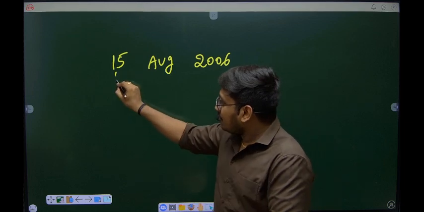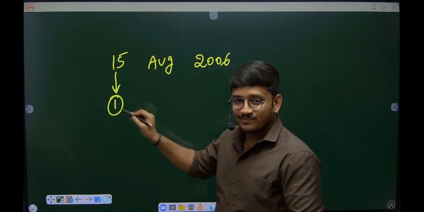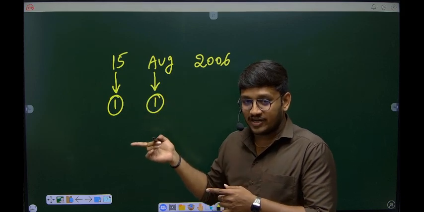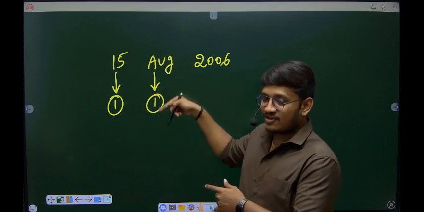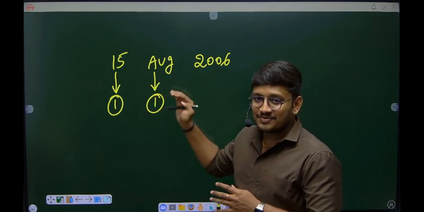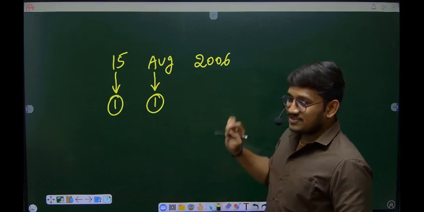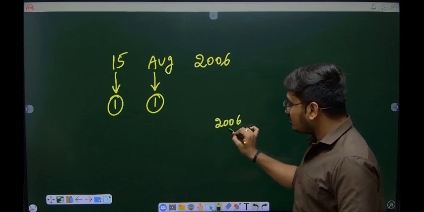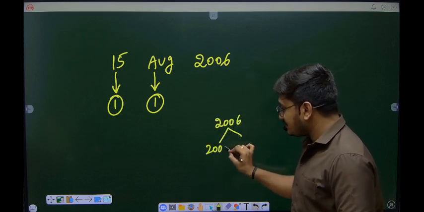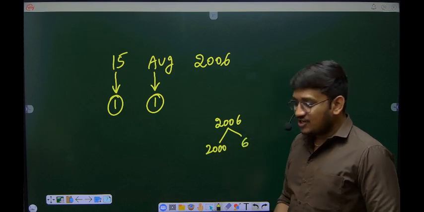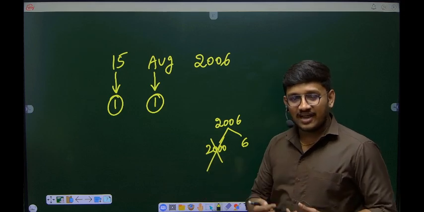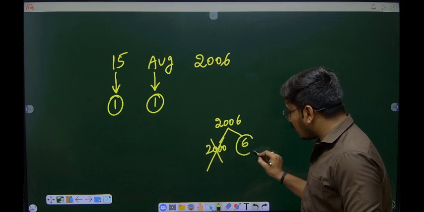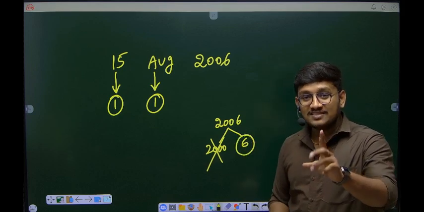Let's try to calculate. 15 means one odd day. August means one odd day. You all know that century code, right? Again, don't ask, sir, how you have written one here for August. August means one odd day. 2006, let me give you a clear idea. How can we write 2006? 2000 and 6 years, right? 2000 means century, cancel, because all century leap years have 0 odd days. Now how many years are left out? 6 years are left out.